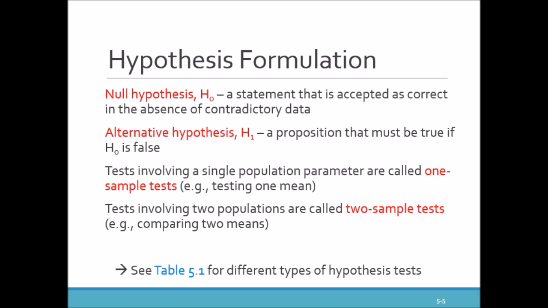So if you're just looking at one parameter, for example, you think the mean age in the class is 25, that would be a one sample test. If you have two parameters you're looking at, say, for example, if you were comparing the mean age of this class to the mean age of a different class, that would be considered a two-sample test because you would need two samples of data, so this class and another class, to formulate your hypothesis argument.